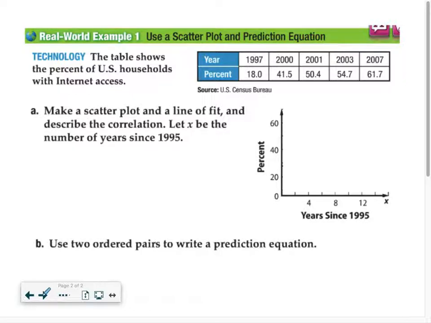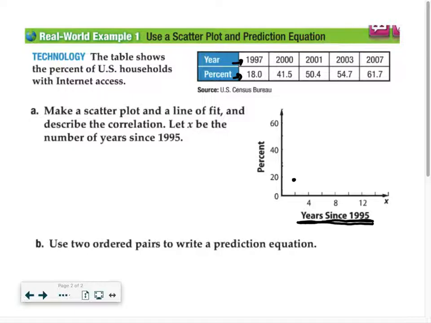Okay, so here the table shows the percent of U.S. households with internet access. So this is the year and then the percent that have internet access. So we're talking years since 95 is our x-axis. So let's plot these points. So 1997, that's 2 years from 95, and there's 18%, which is just slightly lower than 20. So we do our best to plot that point.